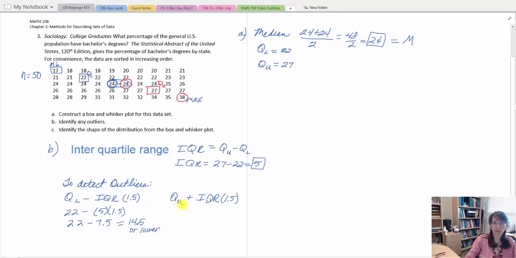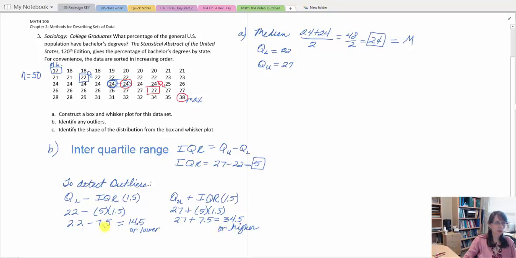And now let's look at the other side of the median. The upper quartile is 27 plus 5 times 1.5. So that means 27 plus 7.5, and that's going to equal 34.5. So any measurement that is 34.5 or higher will be considered an outlier.